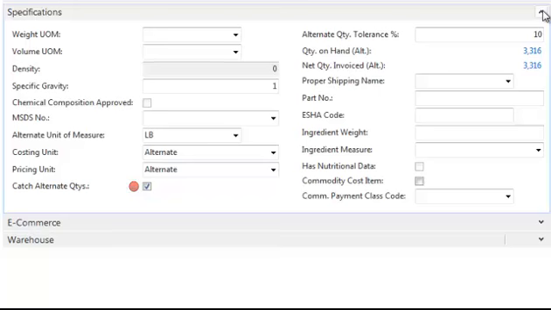Also on the item level, there's an option to calculate the cost and/or price of the item at the base or alternate unit of measure level. And finally, when the catch alternate quantity is set to yes, there's a tolerance percentage which can be set. This gives a warning to the user when entering a quantity that is outside the tolerance percentage.